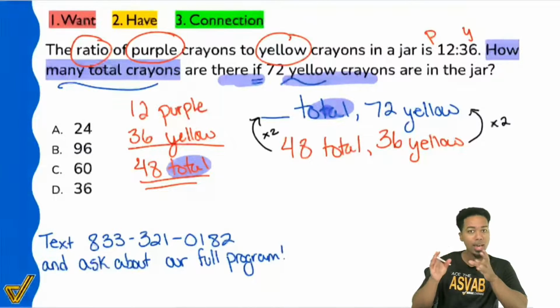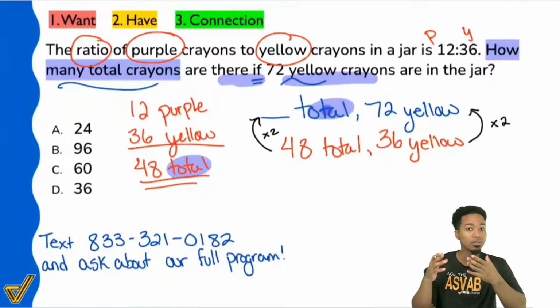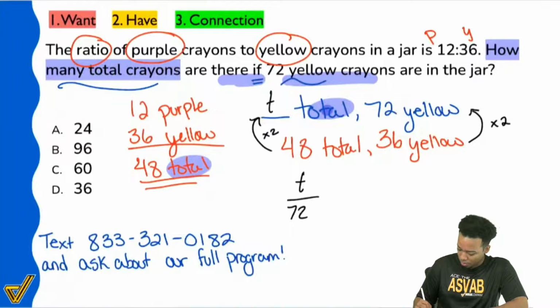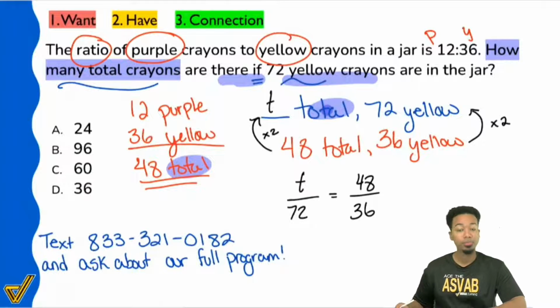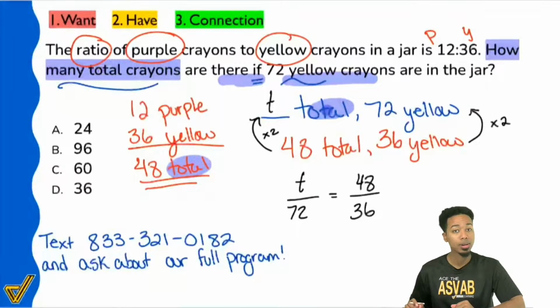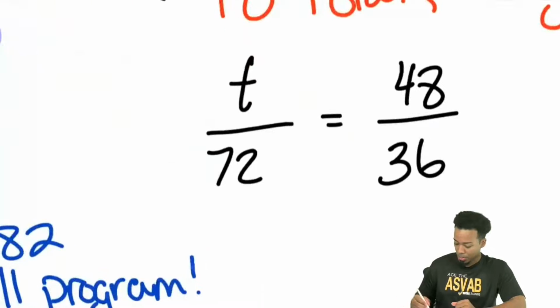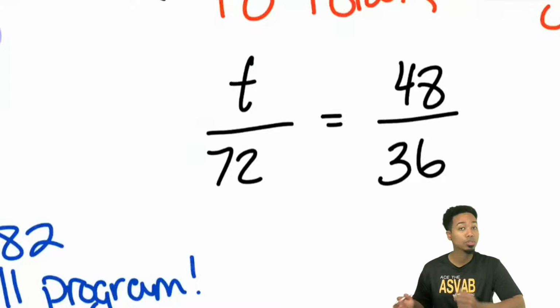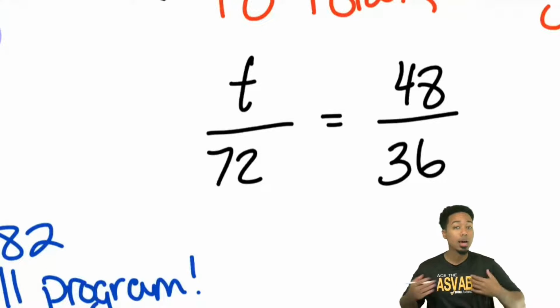Again, if you just have a sharp eye and you notice these convenient ratios, these convenient factors, man, do your thing. But regardless, we would set up the proportion as total over 72 yellow, 48 total over 36 yellow, comparing the same things in the same way. And from there, we can cross multiply and divide. And again, if you're the kind of person who likes to torture themselves by doing 72 times 48, I'm not going to stop you. I'm simply going to say, work smarter, not harder.